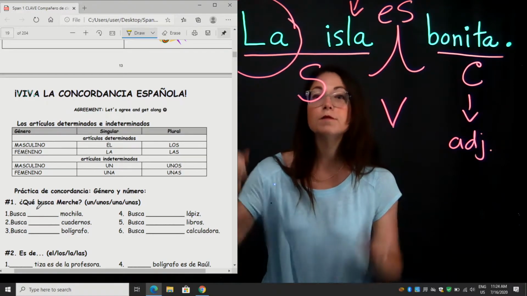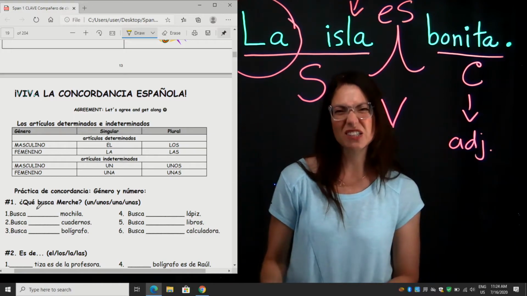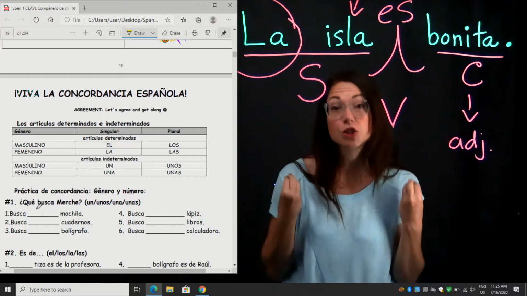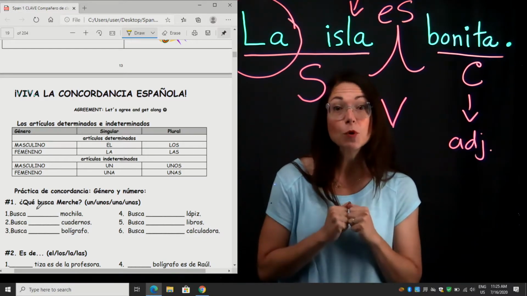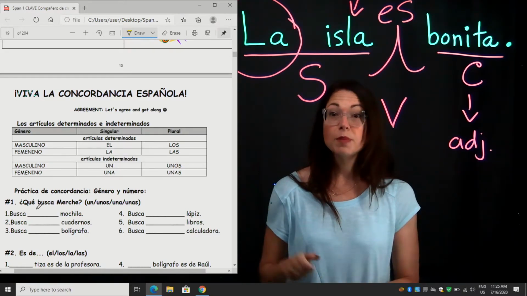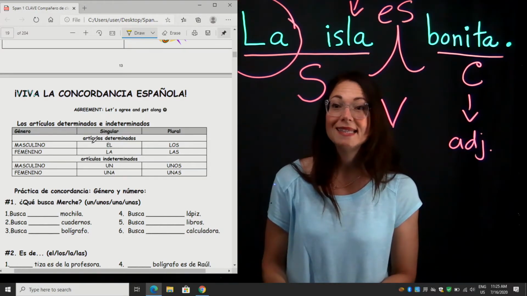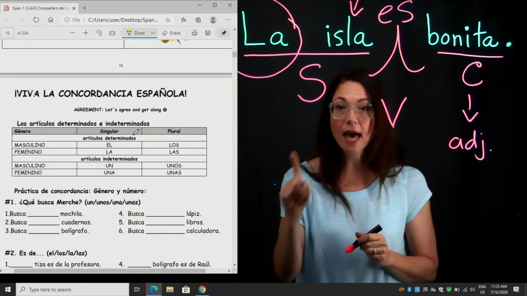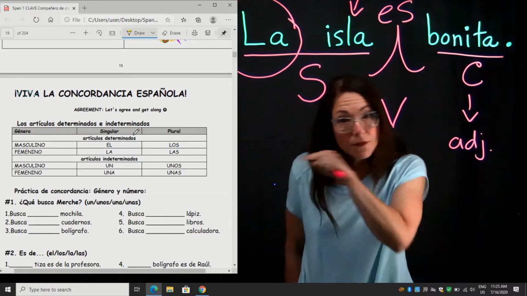Muy bien. Viva la concordancia. So agreement, eh? Let's all agree and get along. Yeah, that's right. So agreement is what we have in Spanish because the nouns are gendered in Spanish. So that's why we're going to spend a lot of time memorizing vocabulary, and memorizing it always with the article. Because the article, la, in this case, es un artículo determinado. We have el, la, los, las. That's a determinate article. That means you know specifically what you're referring to.